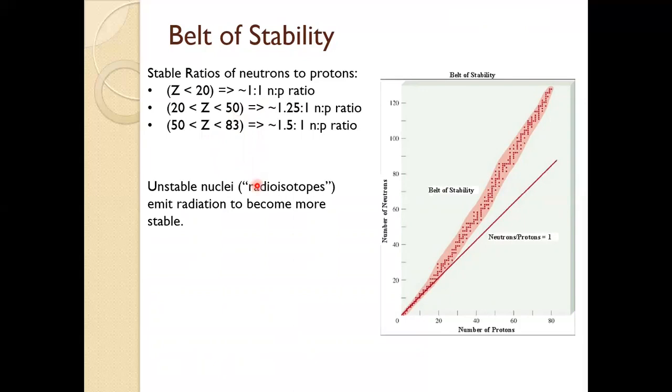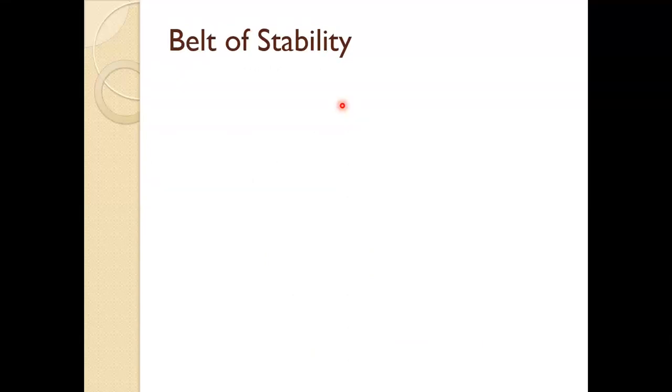We call these radioisotopes. These are isotopes that, if we were to plot them, would fall either to the left or right of this belt of stability. And because they're unstable, they want to become more stable. And so they emit radiation of one or more types in order for their ratio of neutrons to protons to get closer to this belt of stability. So we want to be able to predict whether a particular isotope is stable or unstable, and if it is unstable, predict what type of radiation it might emit in order to become more stable.